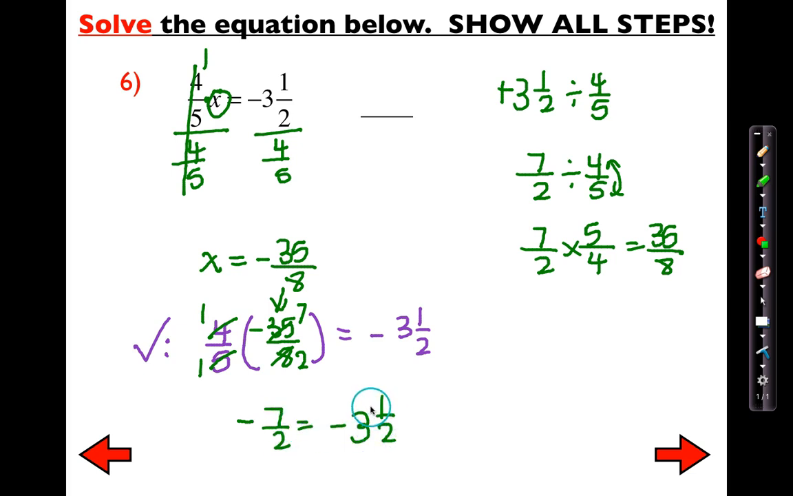Now, are these the same? Well, let's think. 2 times 3 is 6 plus 1 is 7. Is negative 7 halves the same thing as negative 7 halves?